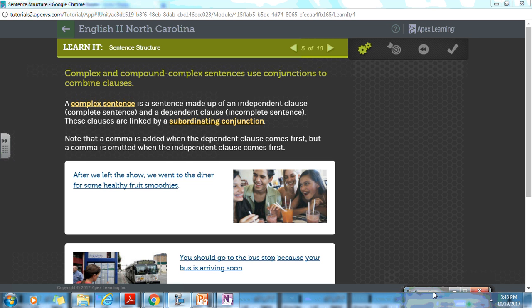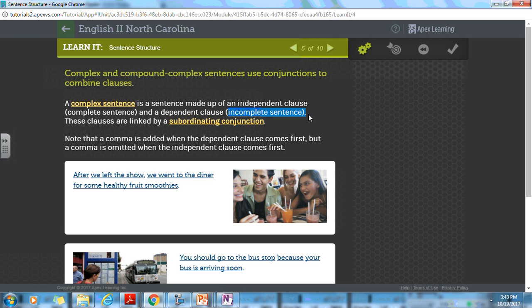Building good sentence structure, part 2: complex and compound sentences. These are the last two types of sentences that we're going to talk about when creating good sentence structure in your writing. Now, a complex sentence is just a sentence that is joined up with an independent clause, which is considered a complete sentence, and a dependent clause, which is what we like to call an incomplete sentence.